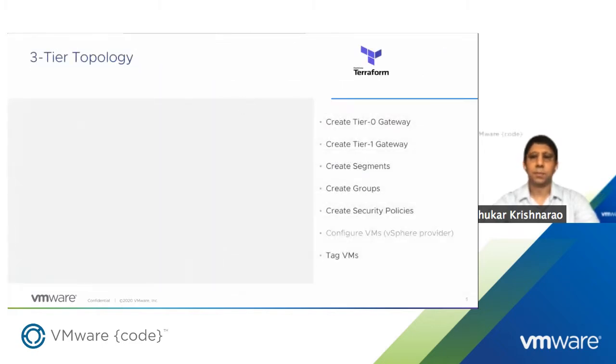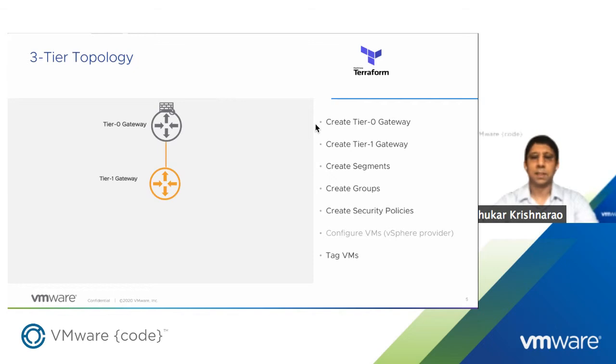The main goal of today's session is to deploy a complete three-tier topology. The assumption is that you already have a tier 0 gateway, which provides your north-south connectivity. Maybe BGP is configured, maybe other static routes are configured. So Terraform has the ability to just connect to your tier 0 gateway.